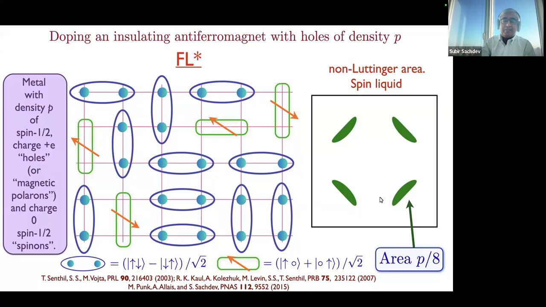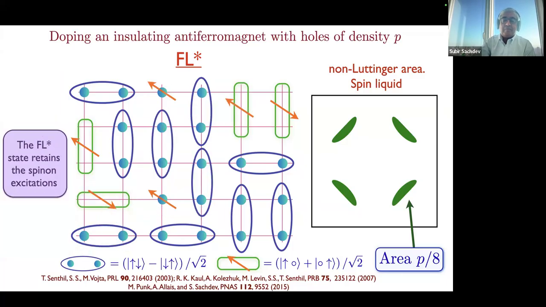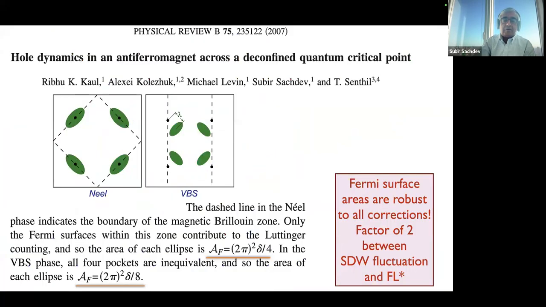Okay, so that's what these basic simple pictures show you. And these spinons are still present in this state. So this is really not a Fermi liquid. That's why we put a star on it. And it also doesn't obey the Luttinger relation. Okay, and this P over 8, or delta over 8, was something we predicted way back in 2007 by very different methods.